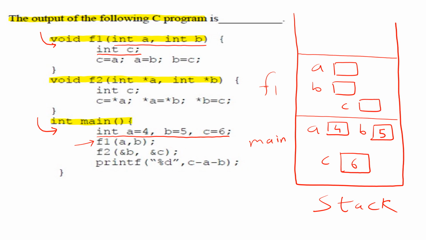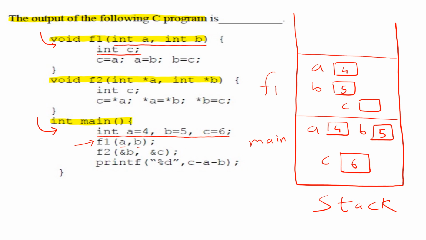Now, as you can see, what we have passed as a parameter is A and B. So main's A is copied into F1's A. So main's A is 4. So F1's A becomes 4. We simply copy the value. This is call by value. Then main's B, value of main's B is copied into F1's B. So this 5 is copied over here.